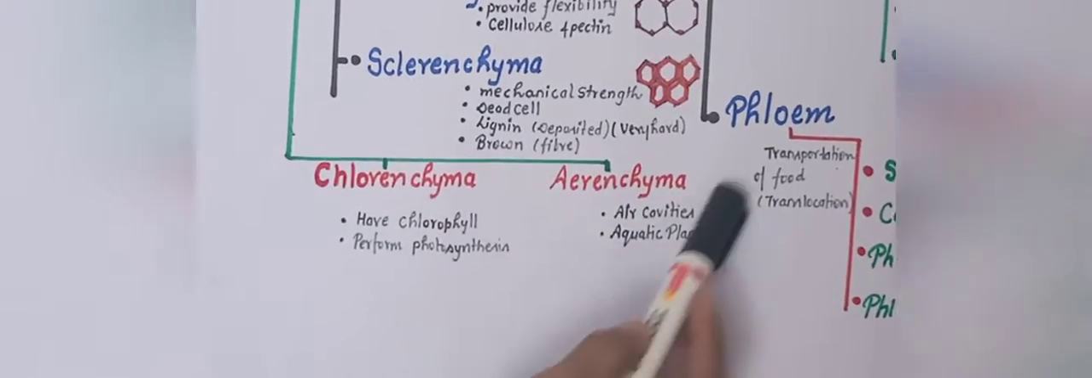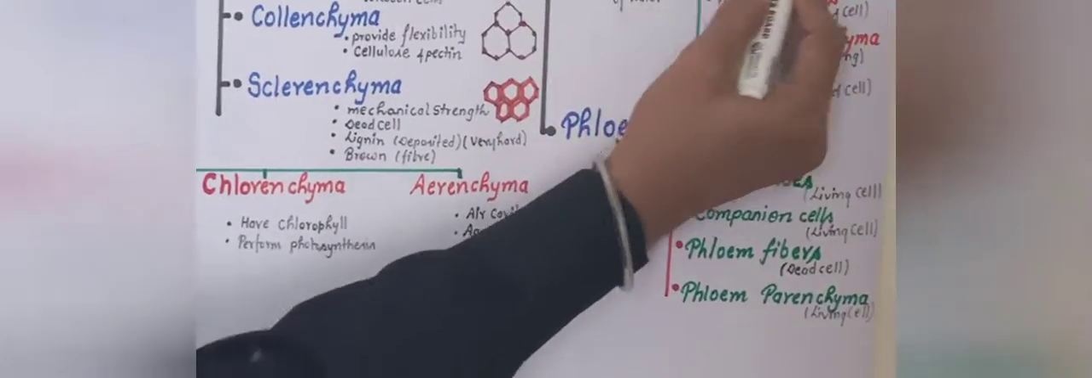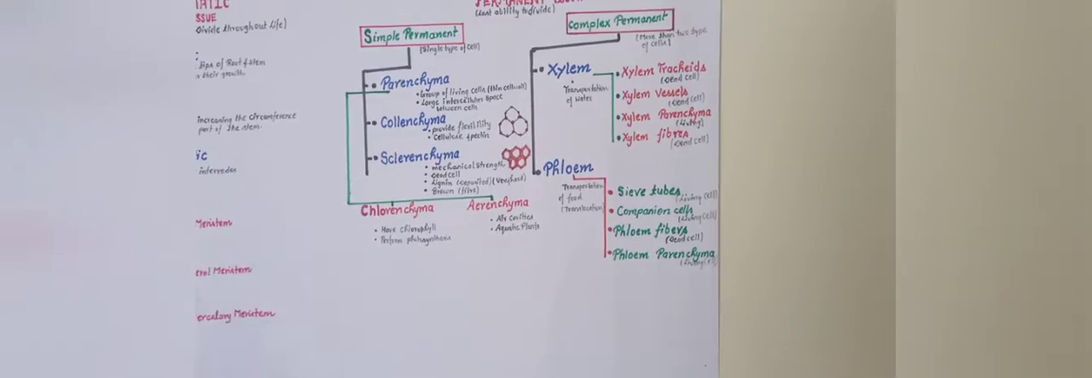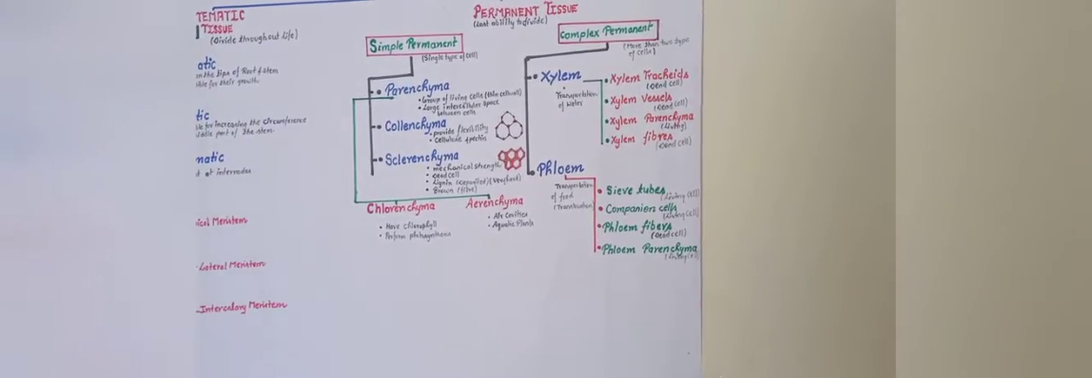Now, we will go towards complex permanent tissue. As I already told you, it is made up of more than two types of cells. Here, you can see that the two types are given: xylem and phloem. It forms the vascular bundle and it helps in the transportation of water and nutrients in the plant.